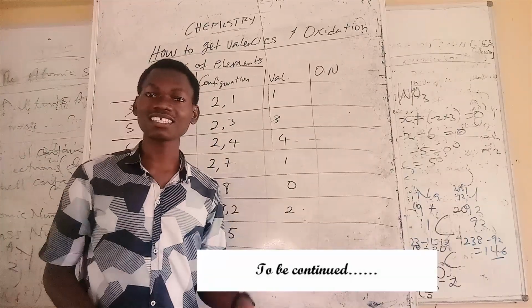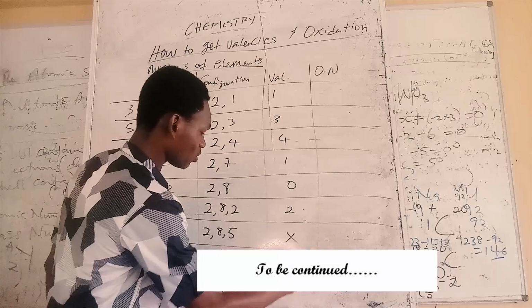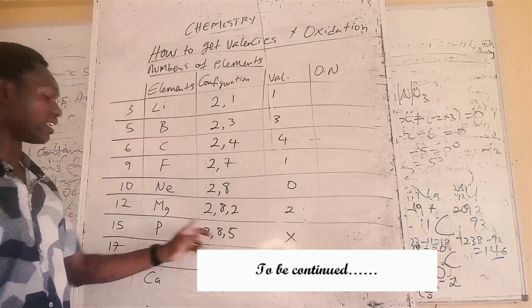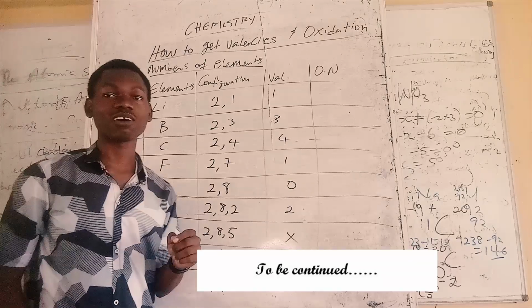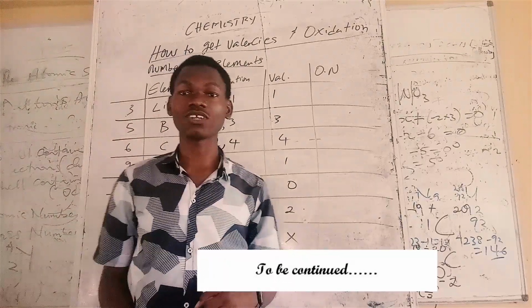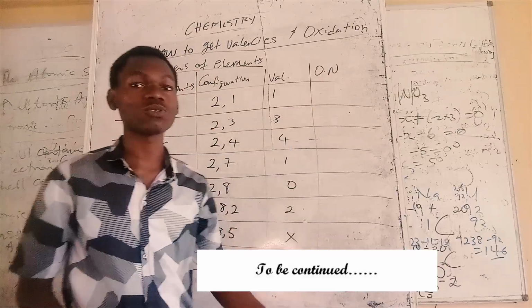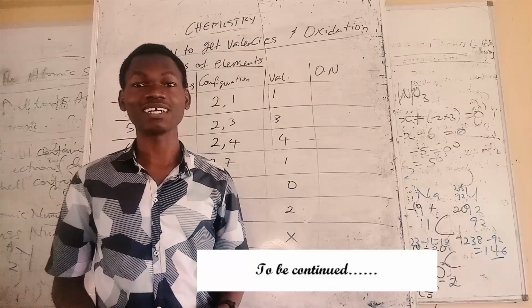If you really understand this, solve or get the valencies of the remaining elements: phosphorus, chlorine, and calcium. Drop it in the comment section, and I'm going to see you in the next video where I'll be talking about how to get oxidation numbers.